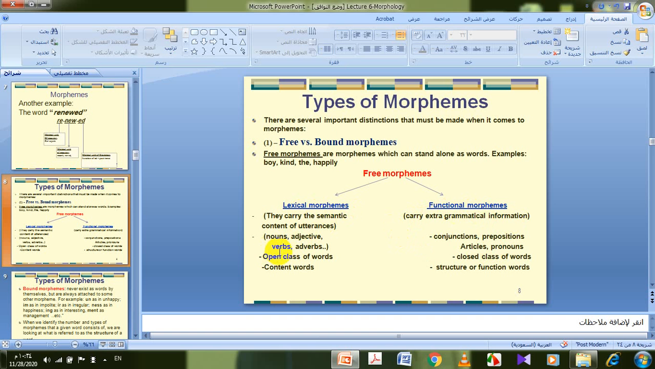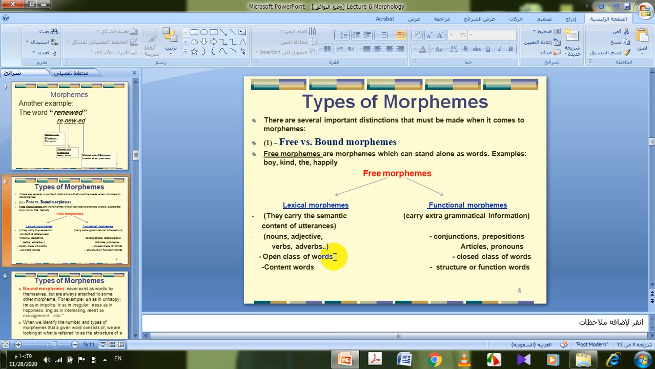So, let's continue. Lexical morphemes are an open class of words. When we say open class of words, it means we can add new words to them. Every day we have new words. They are open. They are not a closed class. That's why every day we have new terms.